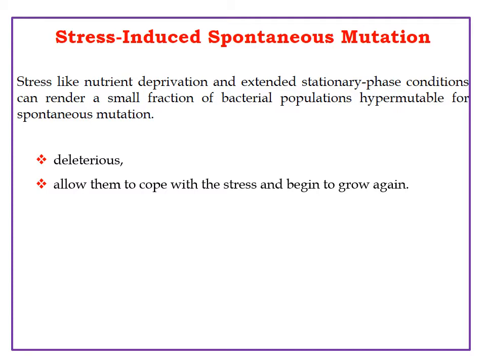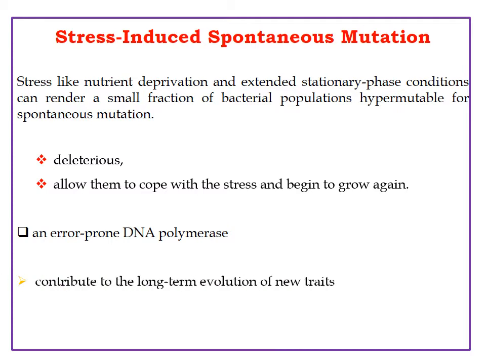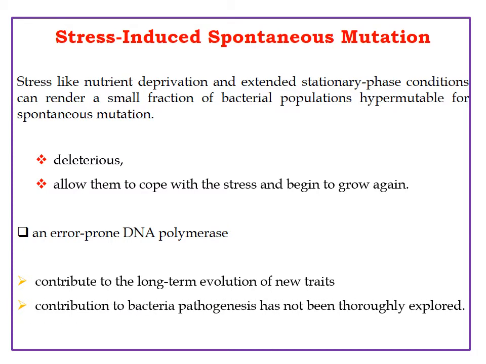This hypermutation involves the induction of an error-prone DNA polymerase that has less fidelity than the DNA polymerase that normally replicates the chromosome. Stress-induced mutagenesis may contribute to the long-term evolution of new traits. However, its contribution to bacterial pathogenesis is yet to be explored.